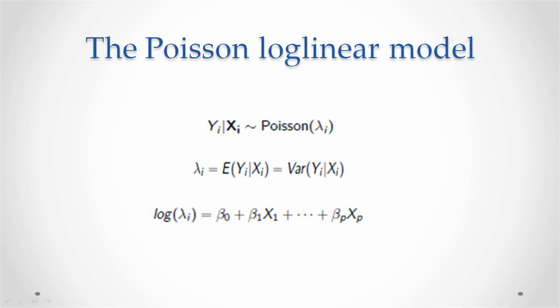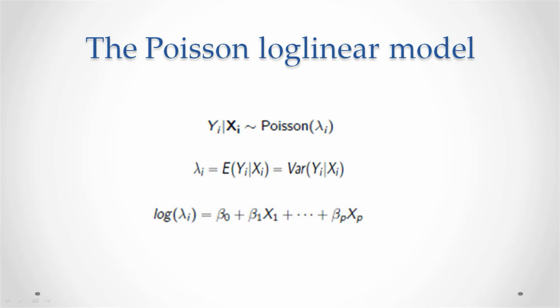However, since we have a regression situation, our purpose is to relate yi to certain covariates xi, and we do this by using the log link, which says that log of lambda i is a linear function of the p covariates. So log of lambda i is equal to beta naught plus beta 1 x1 up to beta p xp.